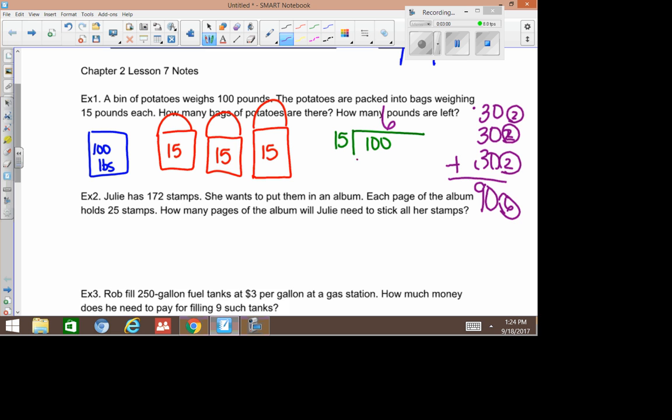So 6, and I'll take away 90. That leaves me with 10. Can I count by 15 to get to 10? No. So how many bags am I going to have? How many could I divide 100 by 15? How many did I get? 6. So I got 6 bags. So circle that because that answered question 1. How many are left over? 10 left. And you circle that.